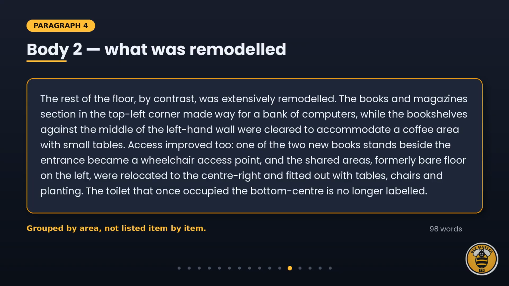Paragraph 4 deals with change. The rest of the floor, by contrast, was extensively remodeled. The large books and magazines section in the top left corner made way for a bank of computers, while the bookshelves that once stood against the middle of the left-hand wall were cleared to accommodate a coffee area with small tables. Provision for visitors was improved as well. One of the two new book stands beside the entrance was turned into a wheelchair access point, and the shared areas, formerly no more than bare floor on the left, were relocated to the center right and fitted out with tables, chairs, and planting. The toilet that used to occupy the bottom center of the room is no longer labeled.